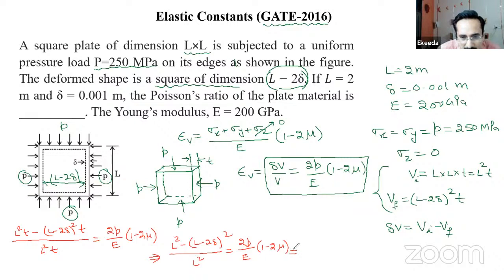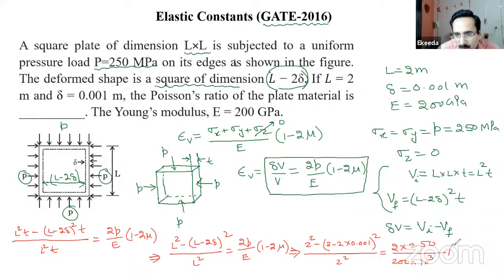So now put the values and get the answer. You will get mu by putting the values. L we know, that is 2 meters. So we can write L square as 2 square minus, L is 2 minus 2 delta. Delta is given to us, that is 0.01001 square by 2 square, that is equal to 2 times P. What is P? P is given to us, that is 250 megapascal divided by E. E is given to us, that is 200 gigapascal, converted into megapascal, multiplied by 10 to the power 3, into 1 minus 2 mu.